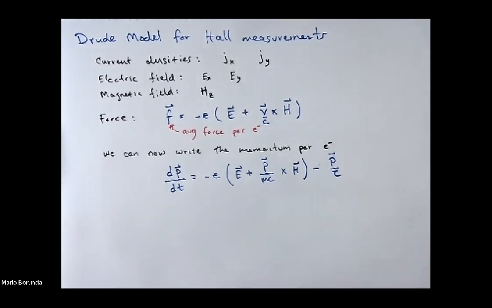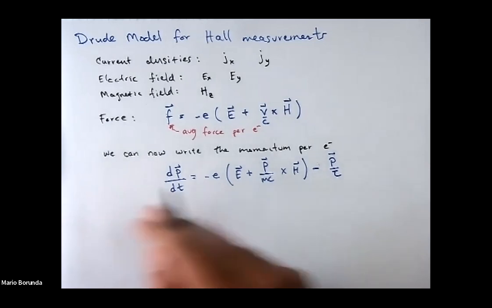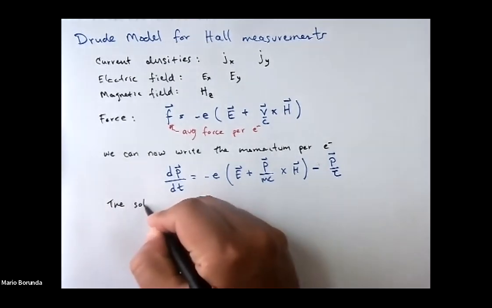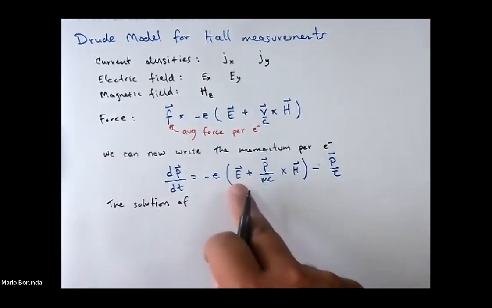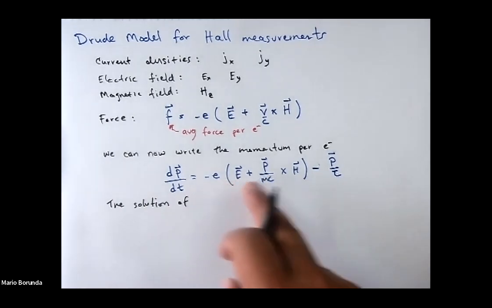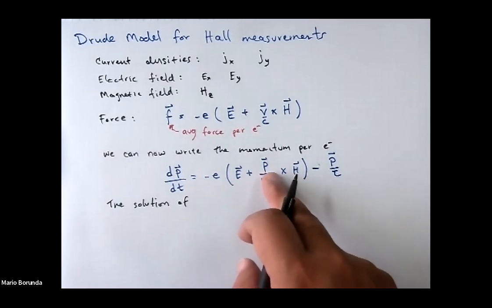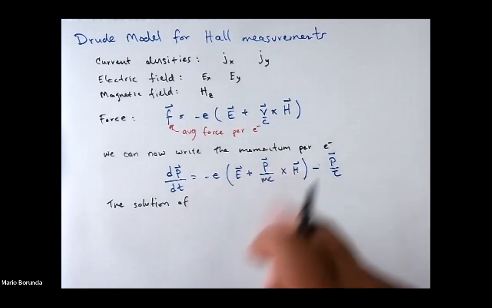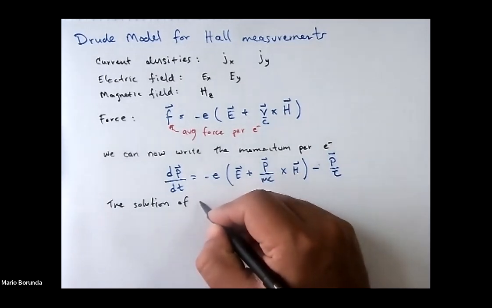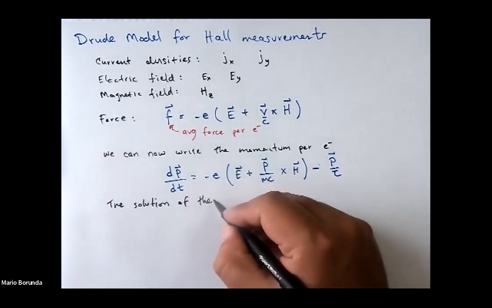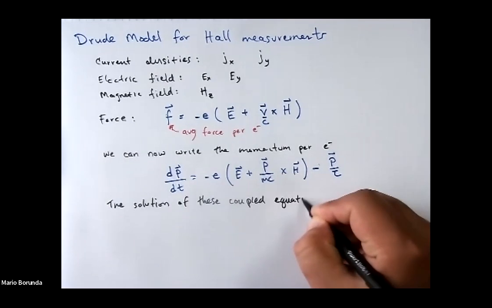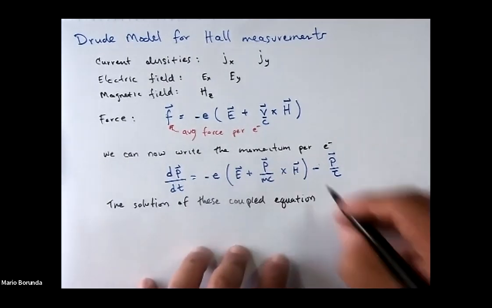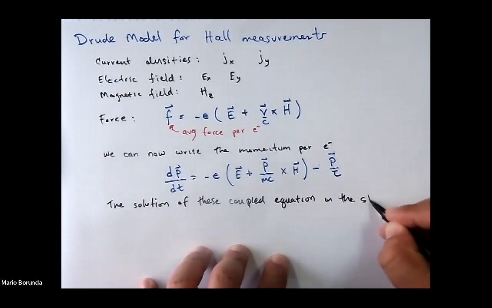So we are looking for solutions of these equations. These are coupled equations because this has the electric field in the X and Y directions, and then our momentum is in the X and Y directions. This magnetic field is in the Z direction. We can look for solutions in the steady state, and I think I covered the meaning of a steady state.